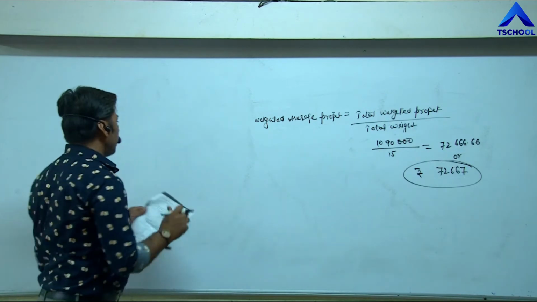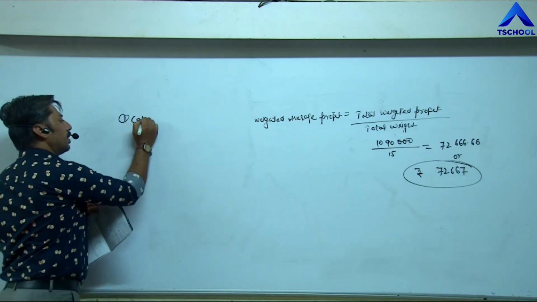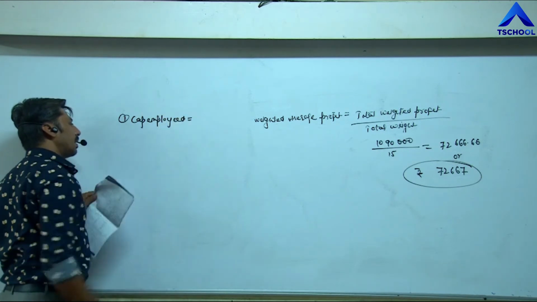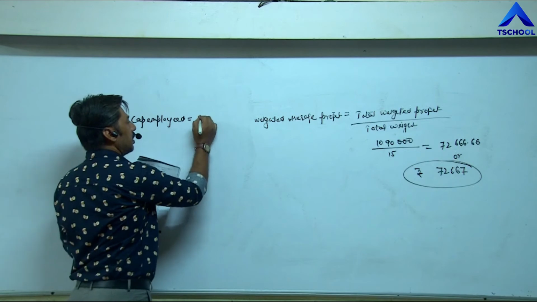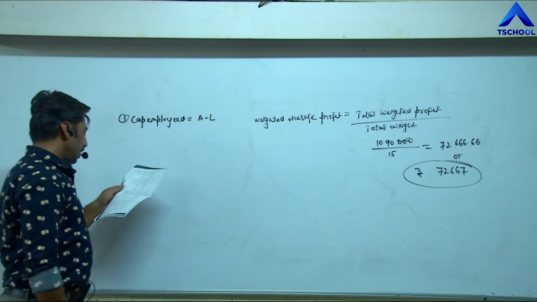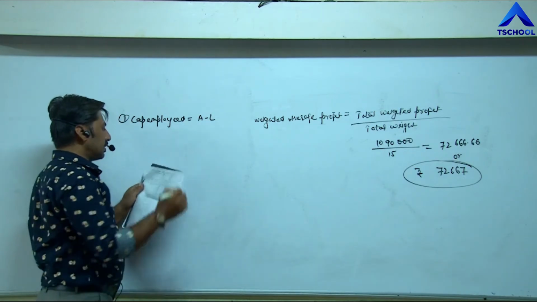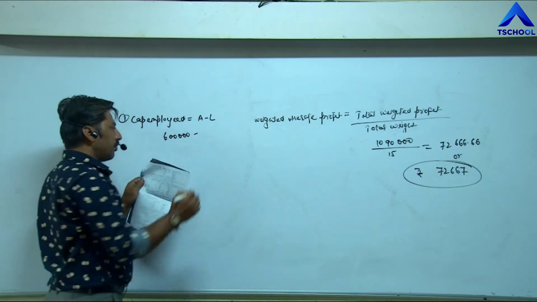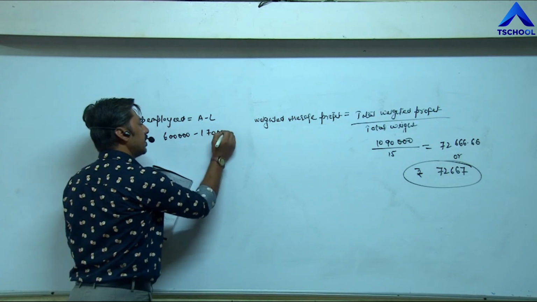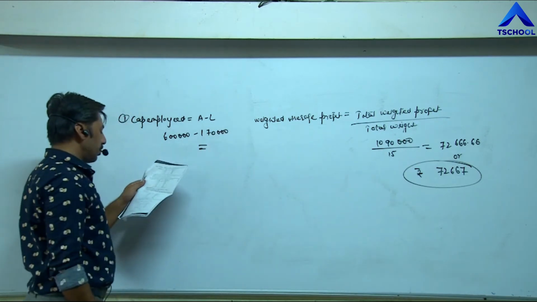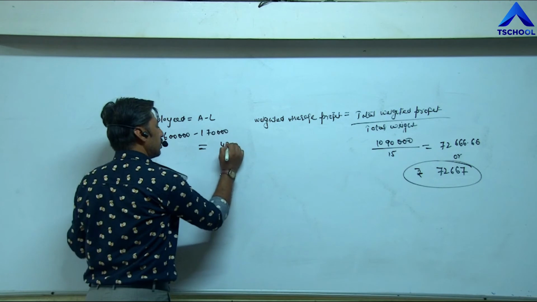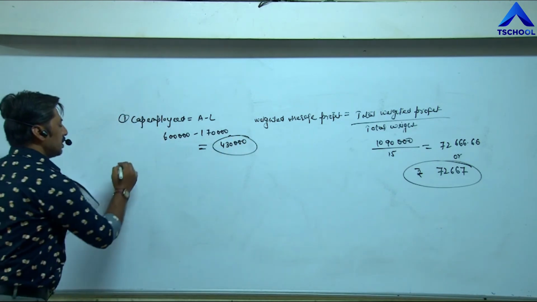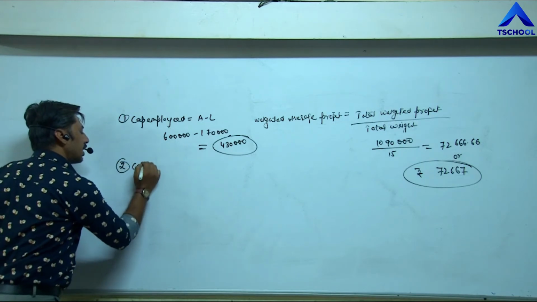Question number 10. First of all, we will calculate capital employed. Formula is asset minus liability. In this question, asset is given 6 lakh and liability is given 1,70,000. So capital employed becomes 4,30,000. First step completed.